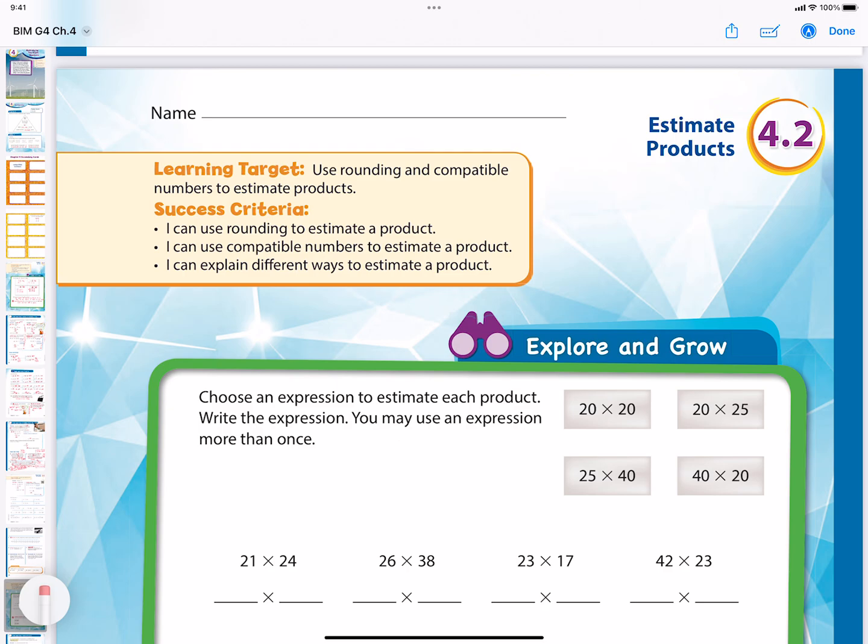Today we are going to learn lesson 4.2, estimate products. Our learning target is to use rounding and comparable numbers to estimate products. And our criteria we are going to look at is, I want you to use rounding and comparable numbers to estimate the product. And then you will be able to explain different ways to estimate a product.